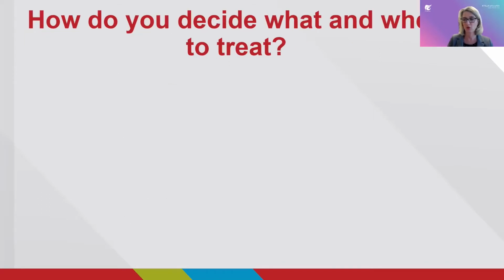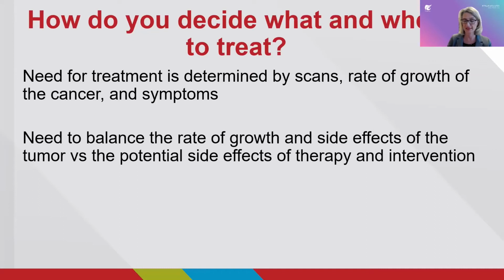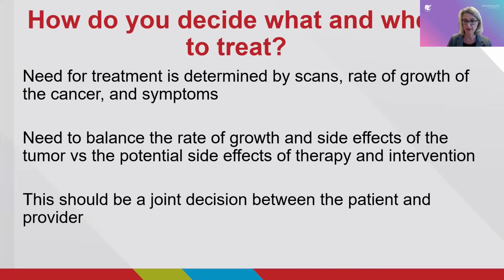So how do you decide what and when to treat? The need for treatment is determined by the scans, by the rate of growth, by the doubling time, and by the symptoms. So there's no absolute, algorithmic rule for when this has to be done. You need to balance the rate of growth and the side effects of the tumor versus the potential side effects of the therapy and the intervention. So we don't want to make it worse. And this should always be a joint decision between patients and providers involved, because it's not straightforward across the board.